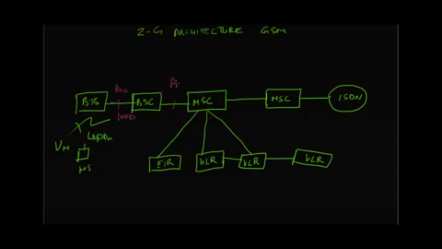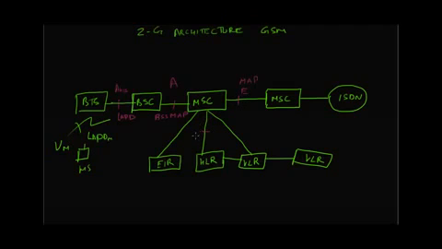The interface here is the A interface. Protocol is BSSMAP, base station subsystem mobile application part. The interface between MSC and MSC is the E interface. MAP is the mobile application part, a protocol which is a non-call related protocol for conversation between the NSS network elements.